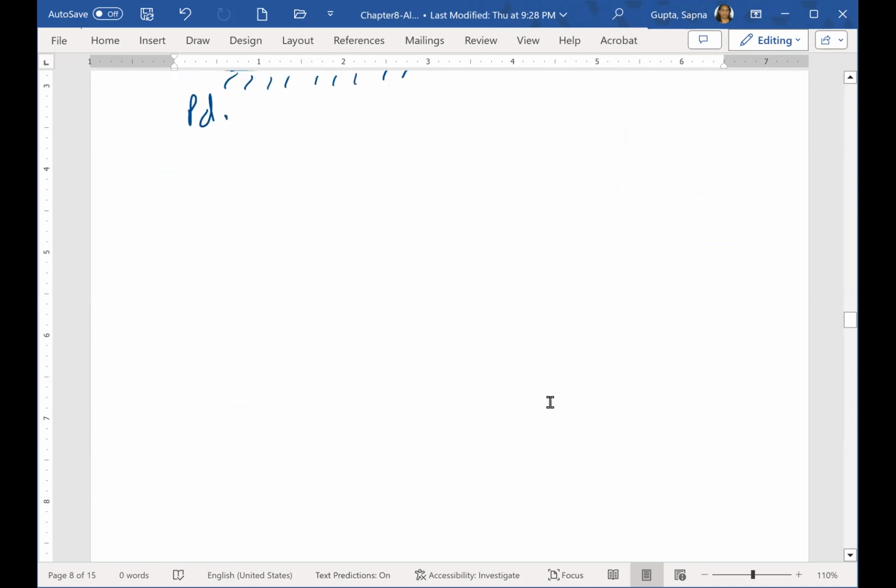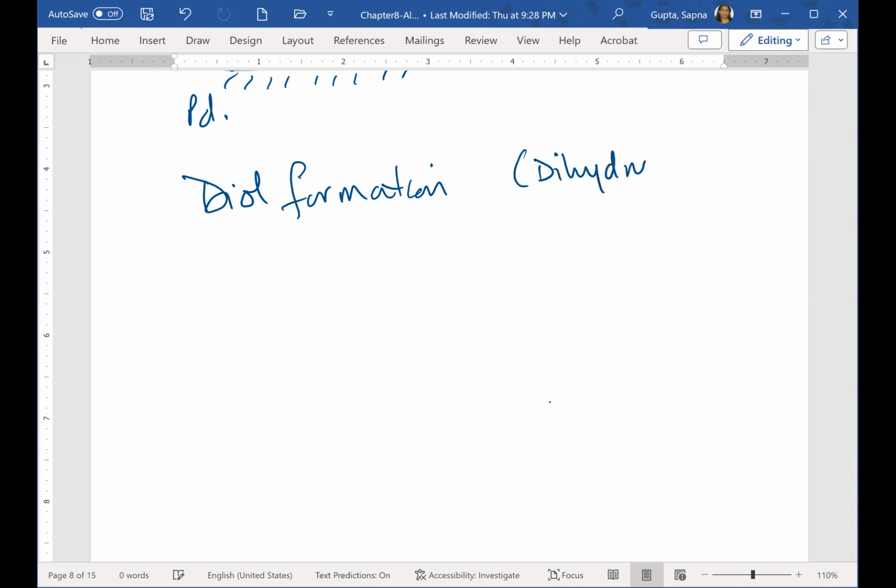All right. Stop me wherever you want. So now we're going to talk about diols. We're going to do two diol formations. So diol is dihydroxylation, which means two OH groups. So two alcohols. Previously we just had the one alcohol, right? Now we're going to have two alcohols, okay?